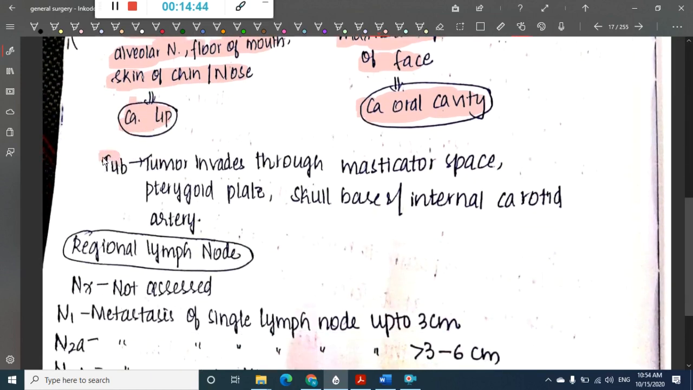Then when do you call it T4B? We call something T4B when it invades through the masticator space. If it involves the masticator space, pterygoid plate, skull base and internal carotid artery, then we call it T4B.